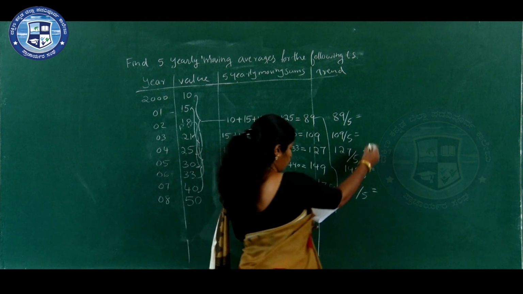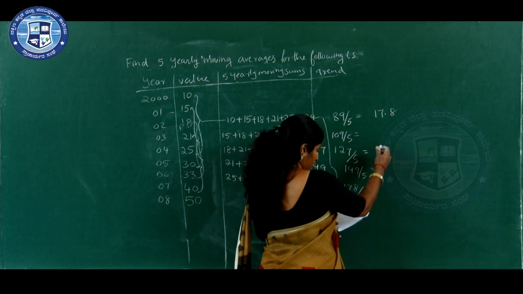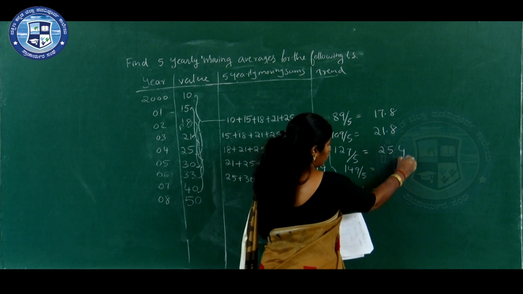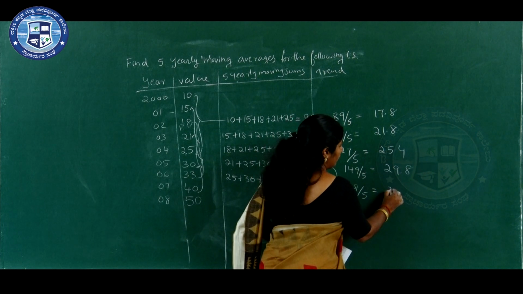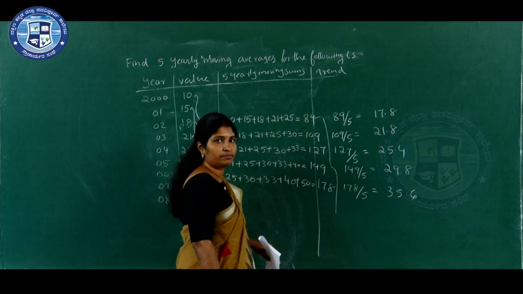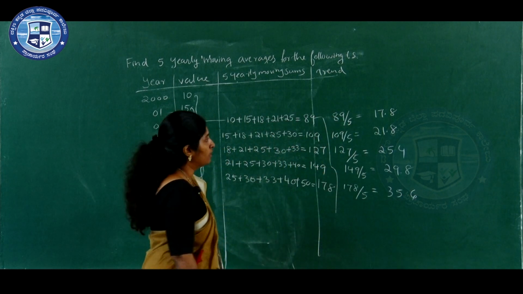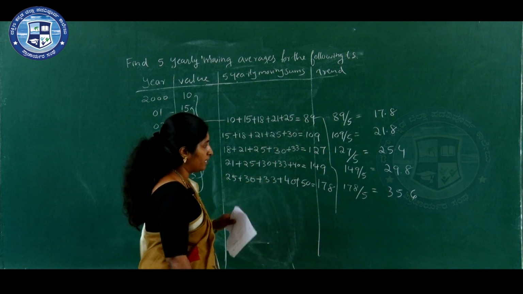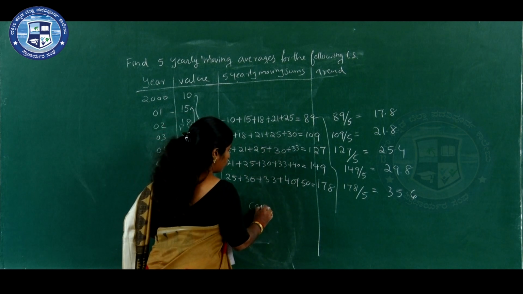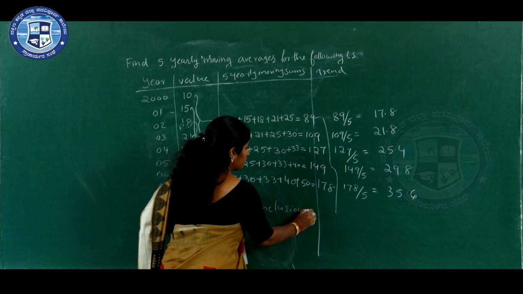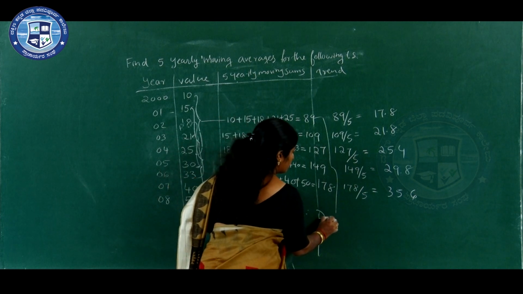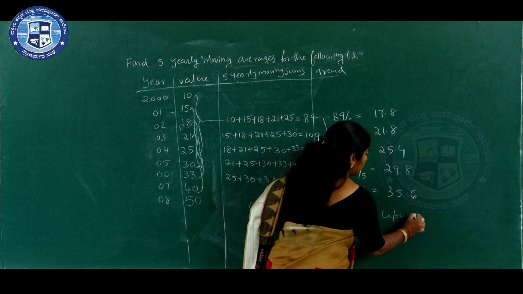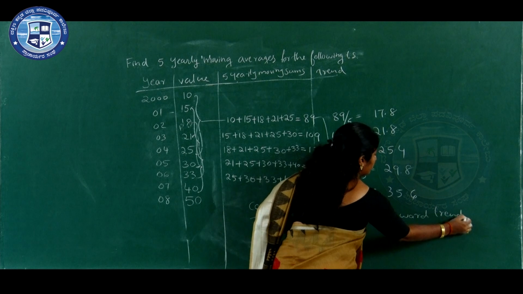So, your answer will be 17.8, next is 21.8, then 25.4, 29.8 and 35.6. Now, what is your conclusion here? The values are increasing. So, the data shows upward trend. Write the conclusion: the above data shows upward trend.